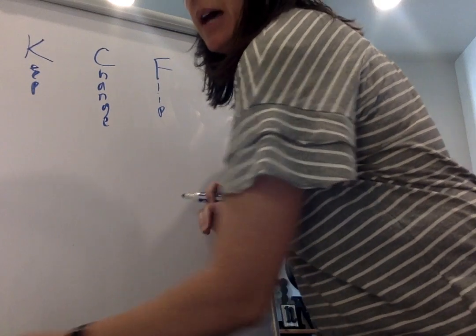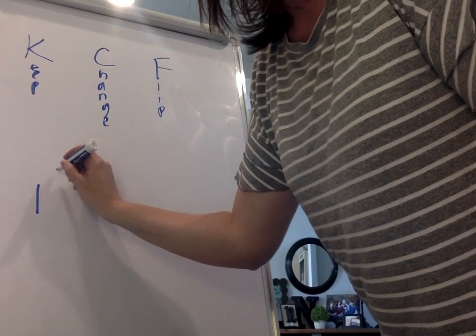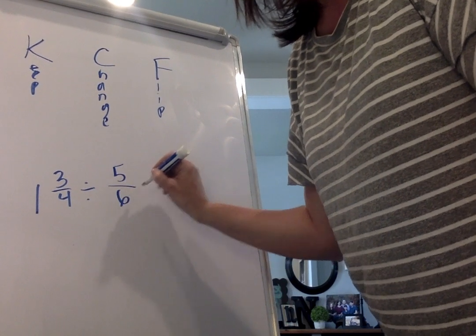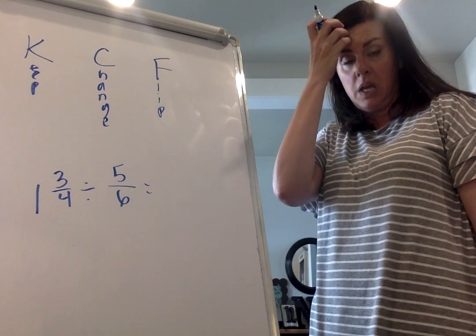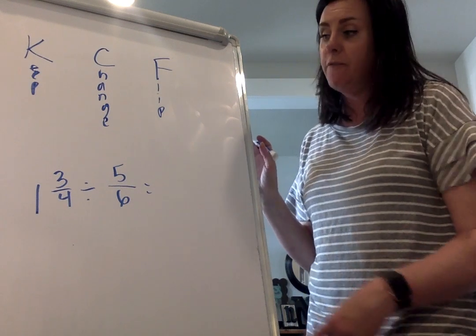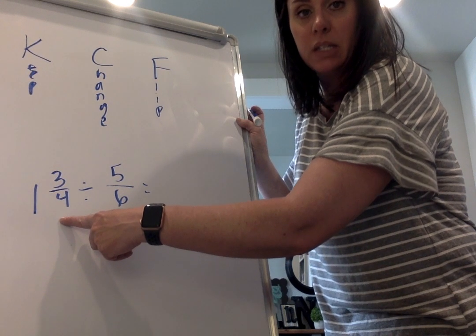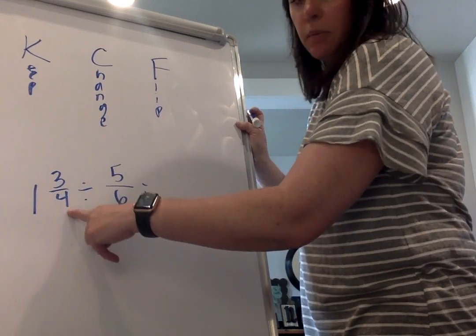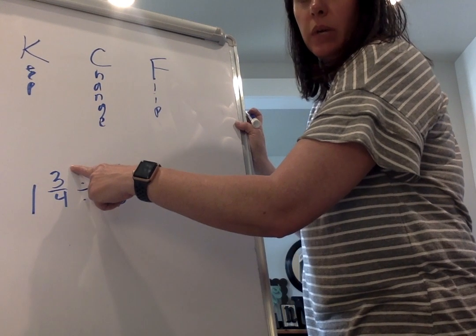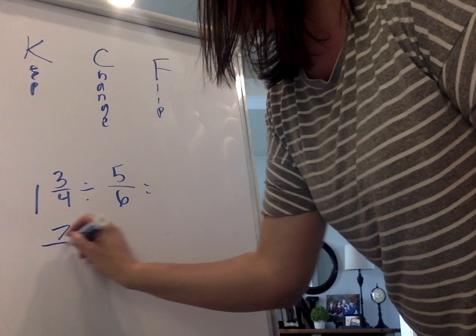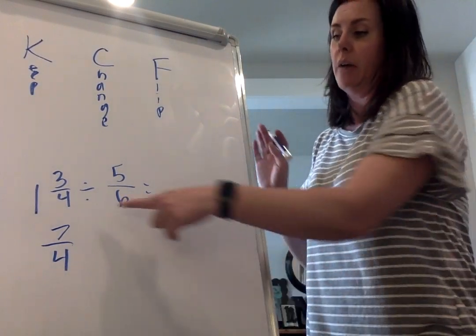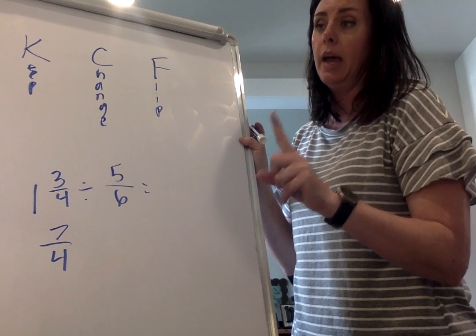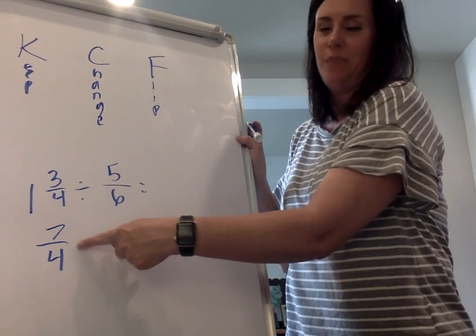Let's see if we can do one that's a little bit harder, though. Ooh, I got to come up with one off the top of my head. I didn't do this before. I'm going to do 1 3/4 divided by 5/6. Looks a little difficult, but we can do this. First, I want to change this from a mixed number to an improper fraction, okay? 1 times 4 is 4, plus 3 is 7. And I keep the same denominator, so 7/4. I could double check this. Let's see, 4 goes into 7 one time with 3 left over, keep the same denominator. That's right, we got it.